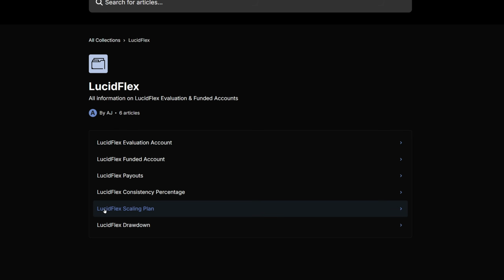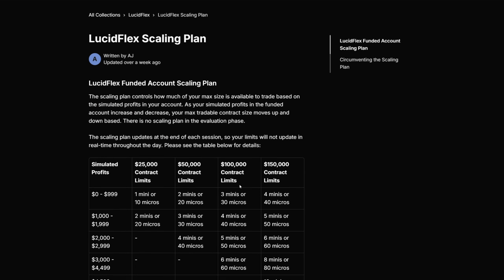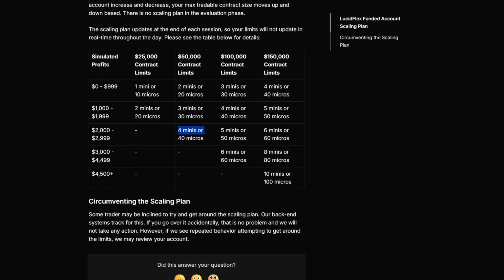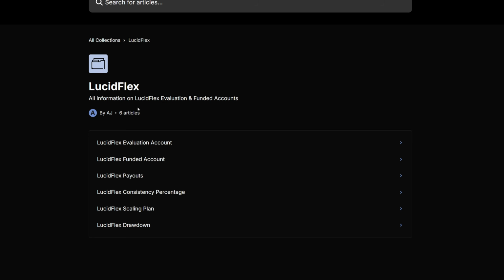So I'm going to back out real quick. And right here where it says Lucid Scaling Flex Plan, and we scroll down here real quick, since we're dealing with a 50K account, once you get funded, you're only allowed to trade 2 minis or 20 micros until you have $1,000 or more profit. Between $1,000 and $1,999, you can trade 3 minis or 30 micros. And then above $2,000 and beyond, you can trade all 4 minis and 40 micros. So I think that's pretty easy to understand on the scaling rule.